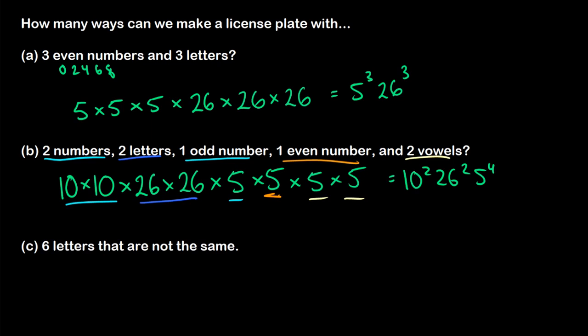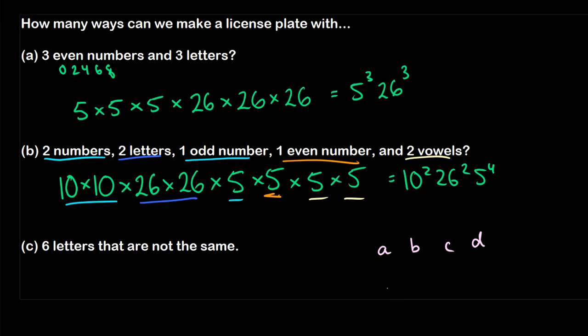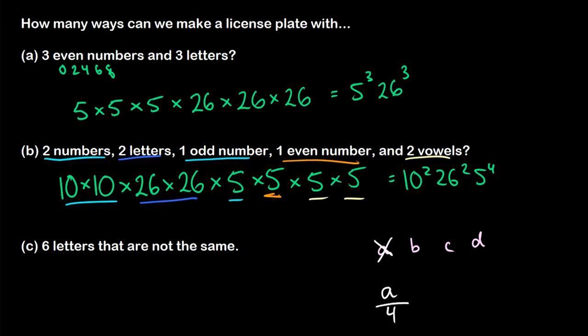Now, here's a more interesting question. How many license plates can we make that consist of 6 letters where they're not the same letters? Let's simplify this first. If we have, say, 4 letters we're choosing from, and we're going to make a 2-letter license plate out of these 4 where we can't reuse the same one, let's say for our first spot, we could pick A, B, C, or D. That could be our first spot. Well, if we pick A, then we can no longer pick A for our second slot. So really, for our first slot, we have 4 choices. With our second slot, because we can't pick A, we only have 3 choices left.